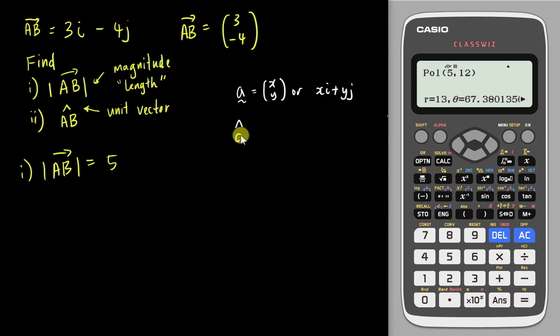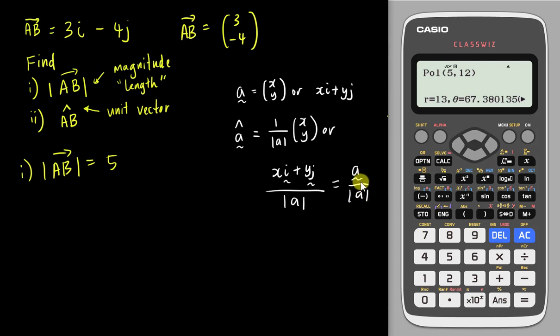Then if you want to find a unit vector of A, it's basically 1 over the length of A multiplied by the vector, xy, or in i and j form, xi plus yj, and then over the length of A. In short, it's basically the vector A over the length of A. This is how we find the unit vector. It just depends how you want to label it. And we already know how to find the length, right? The length is basically Pythagoras, x squared plus y squared. Yeah, we can do this.